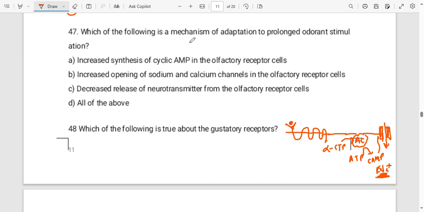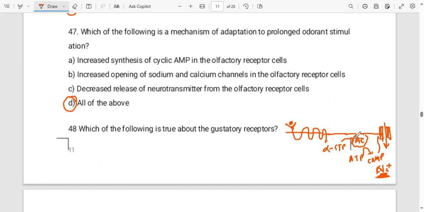Which of the following is a mechanism of adaptation to prolonged odorant stimulation? Increased synthesis of cyclic adenosine monophosphate in the olfactory receptor cell, increased opening of sodium and calcium channels in the olfactory receptor cell, decreased release of neurotransmitter from the olfactory receptor cell, or all of the above. Anyone that can help? Anyone? So it's all of the above.